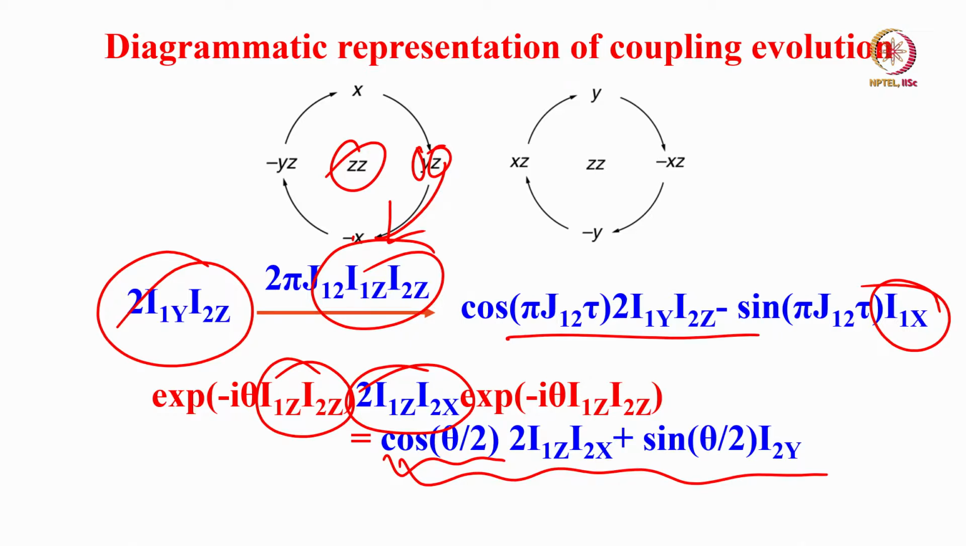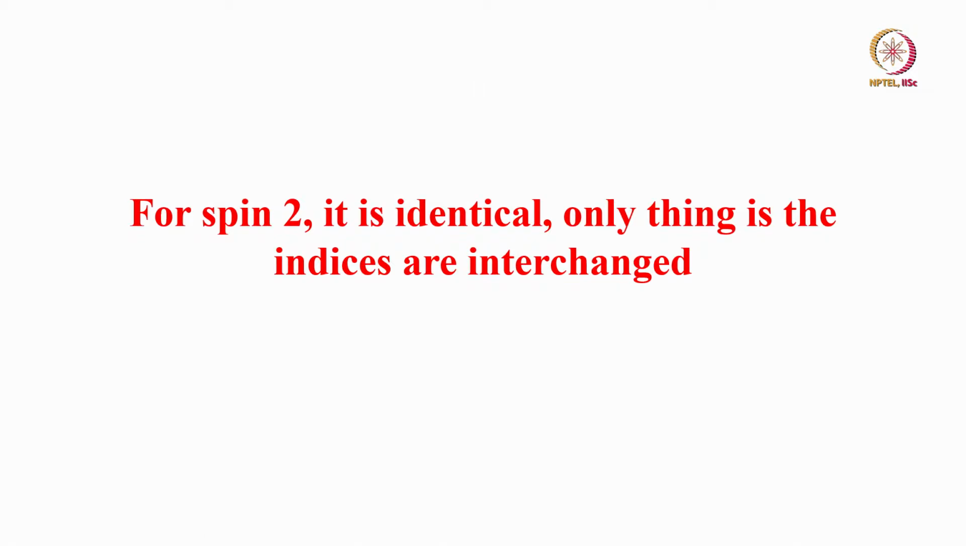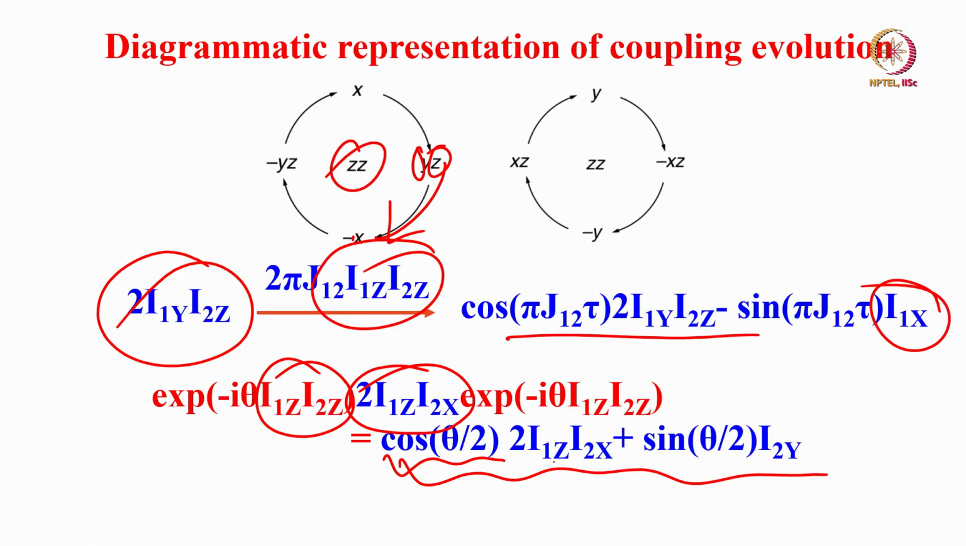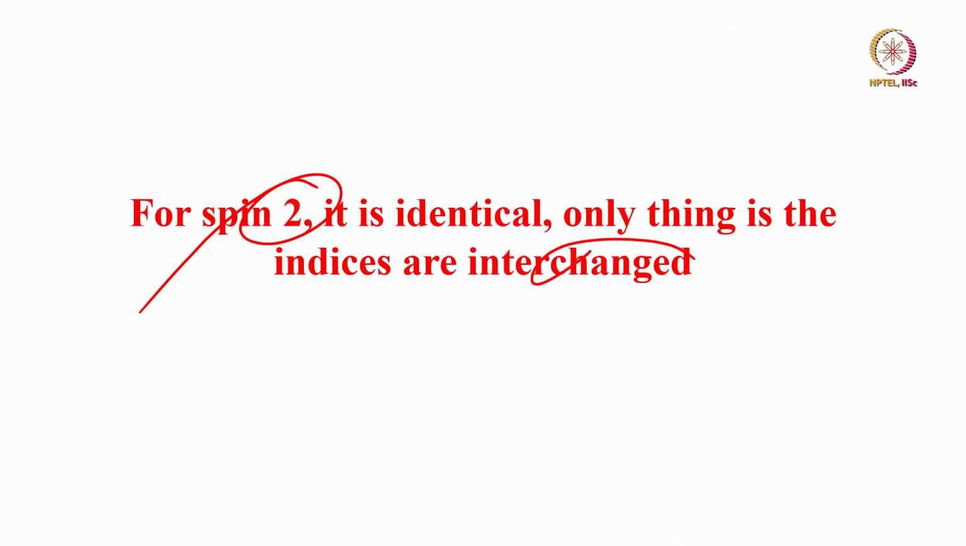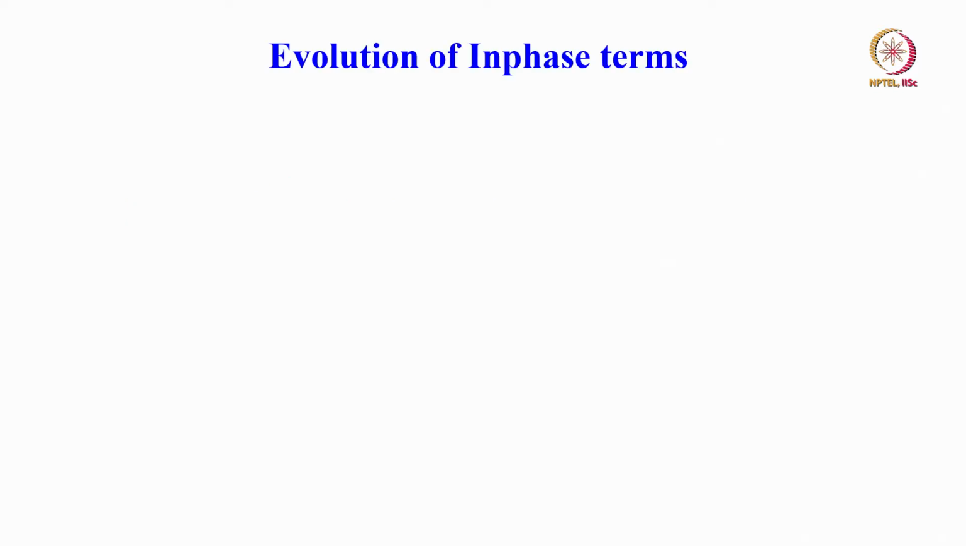Now, what about spin 2? I said both can be taken individually. Individually you can calculate. Rotation of spin 1 doesn't affect spin 2 and vice versa, I said. Now what happens if I calculate spin 2? You get an identical term. The only thing is the indices which you saw here get interchanged. 1 becomes 2, 2 becomes 1, that is all. So, indices get interchanged when you work it out for spin 2.